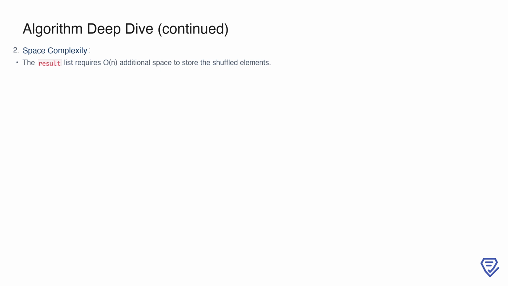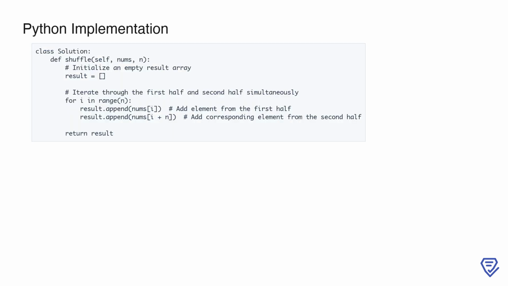Overall, this algorithm is both time-efficient and space-efficient, making it a robust solution for the problem of shuffling the array in alternating order. This code solves the LeetCode problem number 1470, Shuffle the Array, where we are tasked with rearranging an input array of length 2n such that elements alternate between the first half and second half of the array. The solution is implemented in the shuffle method of the Solution class. First, an empty list result is initialized to store the shuffled elements.